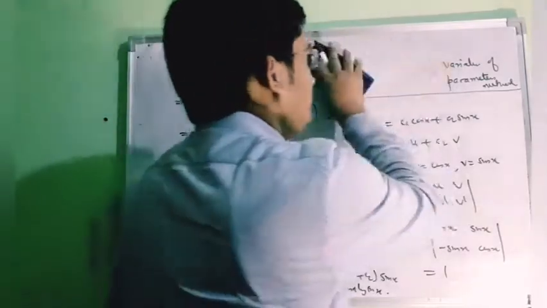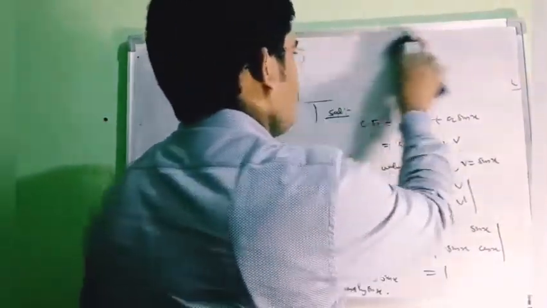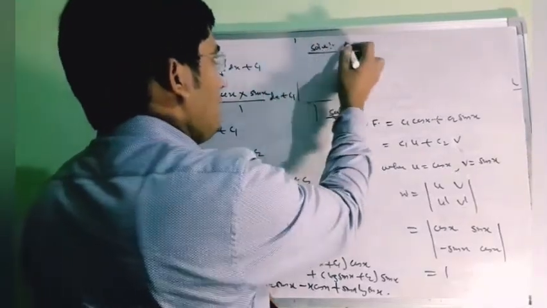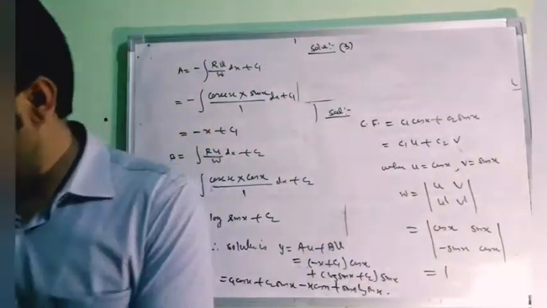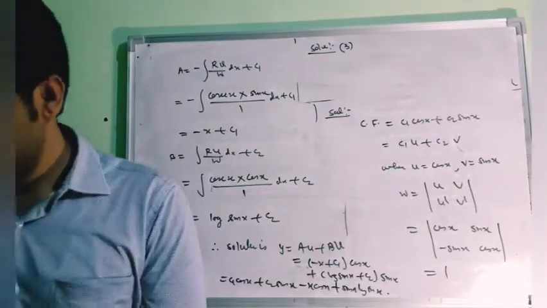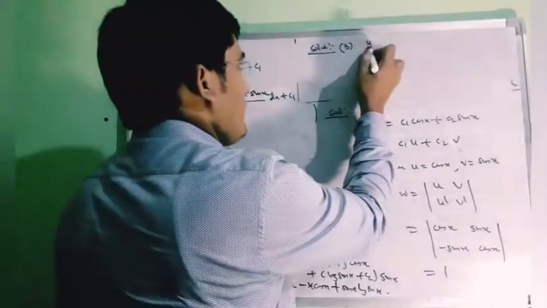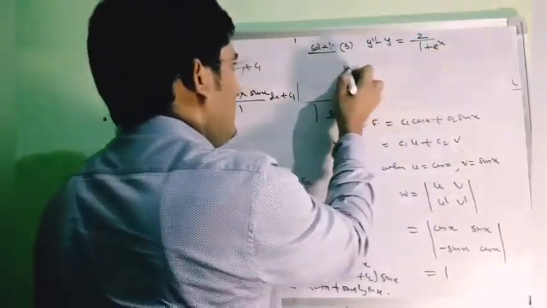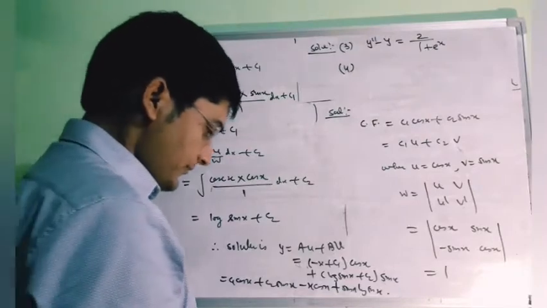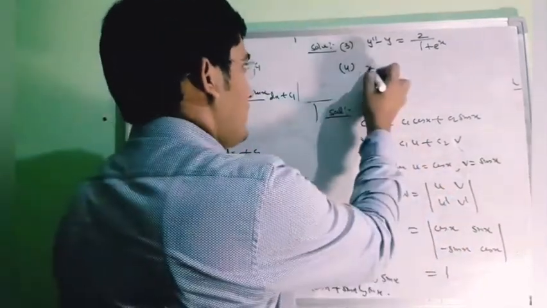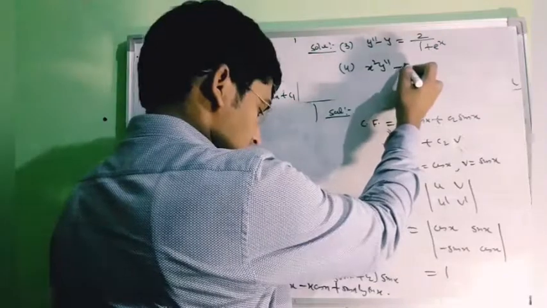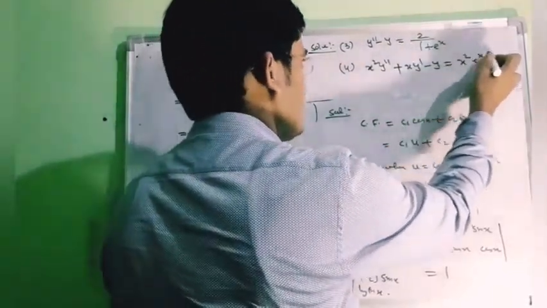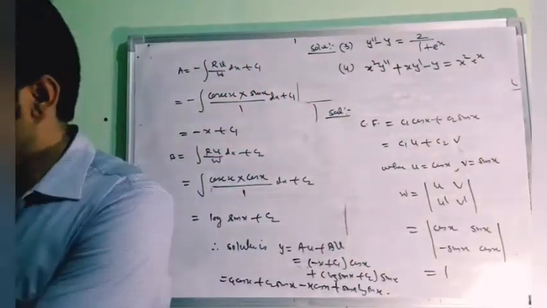Then the third question, let us solve two more questions. For the third question, we have to solve this problem, y double dash minus y equal to 2 upon 1 plus e power x, and then we will solve the question x square y double dash plus xy dash minus y equal to x square e power x. So let us solve these two more questions.